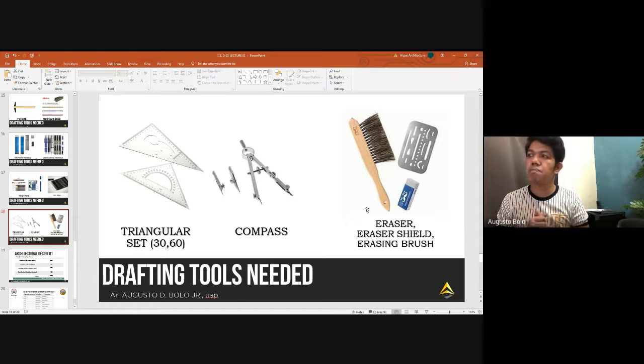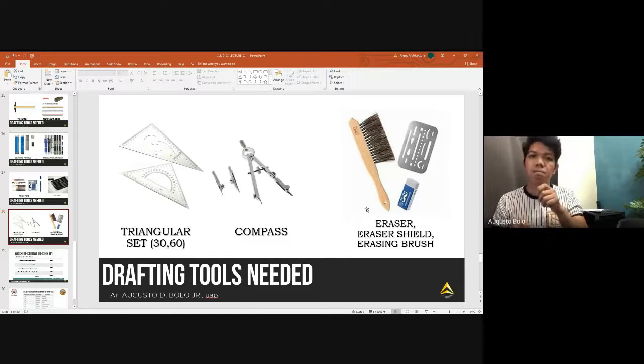What is the difference? What is the function? Erasing shields are used, for example, when you made a plan and there was a mistake, or your sibling bumped you and it got messy. You erase only a small portion of the drawing using the shield so the rest will not be erased. Either way, if you are careful in erasing, you can do it on your own.